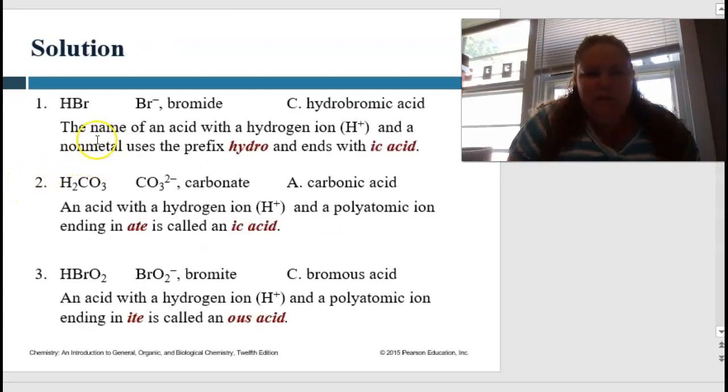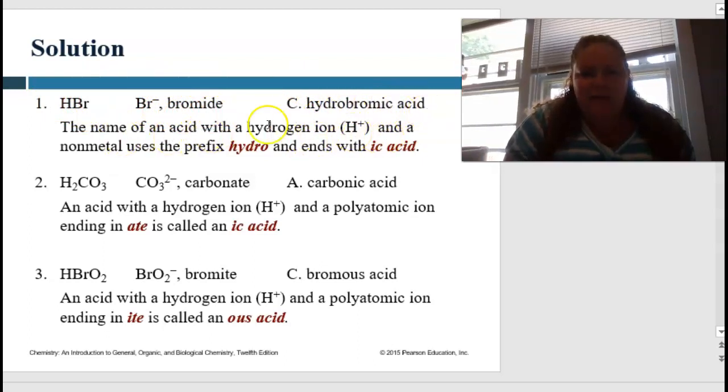For this one, it would be hydrobromic acid. The name of an acid with the hydrogen ion at the beginning and the nonmetal bromide uses again the hydro and the ic. So that's how we get hydrobromic acid.